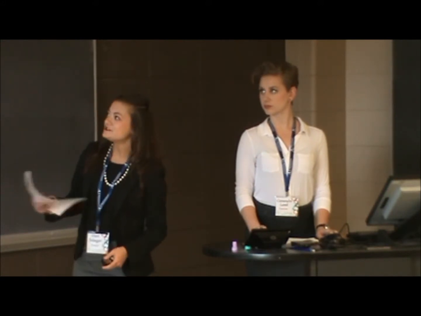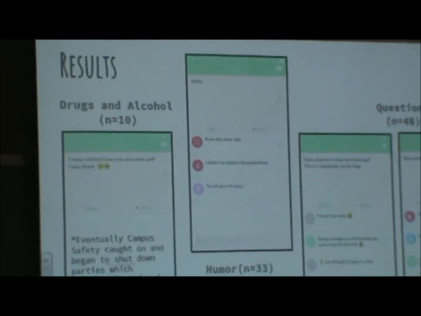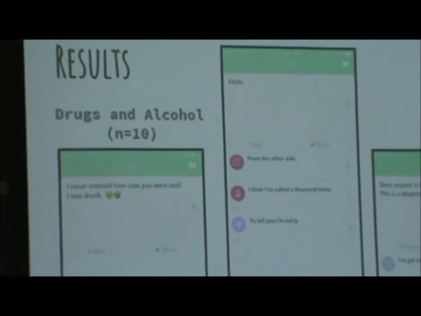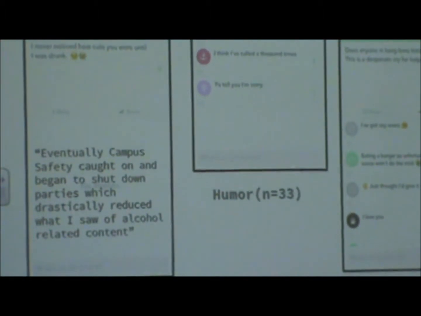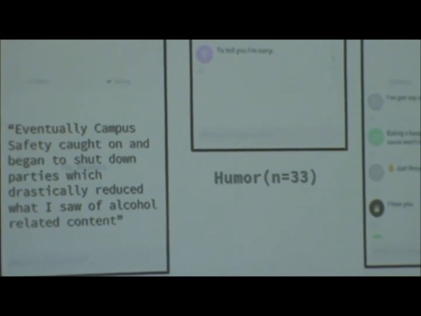So the next theme was drugs and alcohol. Drugs and alcohol was mentioned only 10 times, which was surprising given their frequent association with the college lifestyle. One explanation could be the upvote and downvote feature, where a yak that reveals the location of a party where drugs or alcohol may be present is voted down enough or deleted as to protect hosts and attendees at that party.